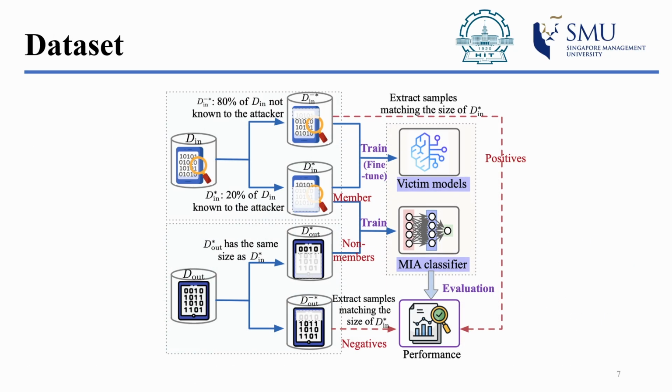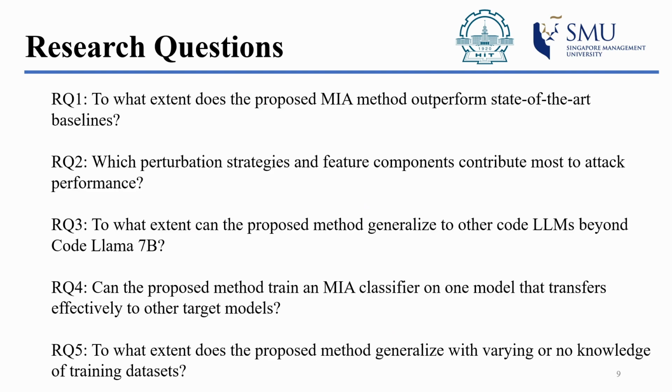We simulate a partial knowledge adversary that knows 20% of the victim's training samples. After this, we fine-tune models on the chosen training set to create victim models for evaluation. These are our research questions.